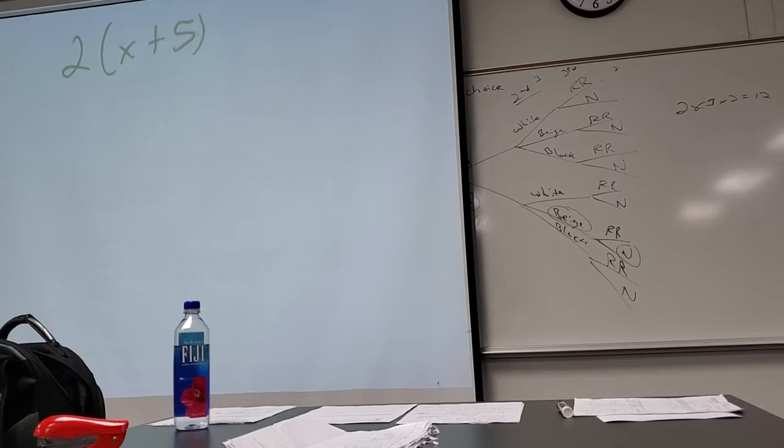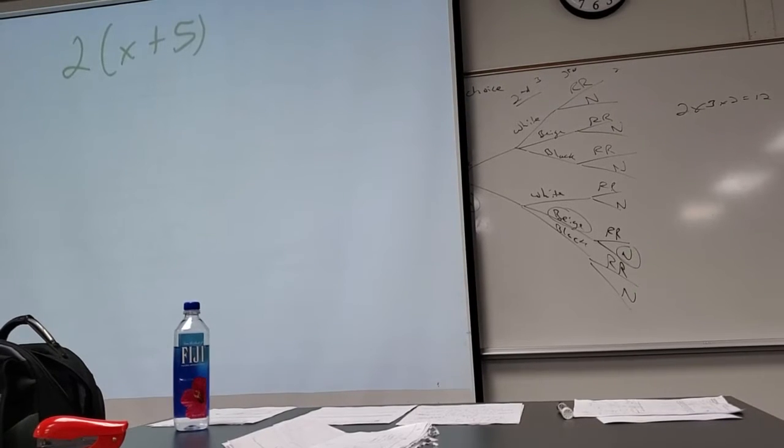Why are you allowed to distribute the 2? Isn't that going against the order of operations? Right. Won't something come and get you if you do that? Isn't this 2x plus 10? Isn't that what that is? Yes. Do you remember why we're allowed to break the order of operations? Okay, remind me what this means.